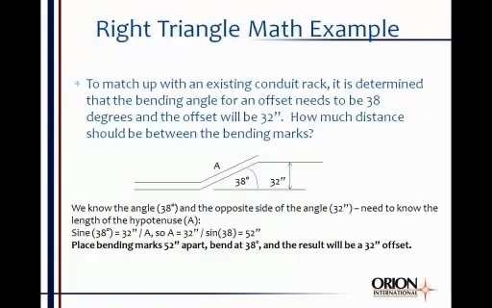What that tells me is that if I place bending marks 52 inches apart to line up with the bender, if I bend that angle at 38 degrees, I'm going to end up with an offset of 32 inches, which is exactly what I wanted. I bend 52 inches between the marks, 38 degrees, and I end up with a 32-inch offset, and I matched the rack perfectly. All right? So there's a real-world example where triangle math really saves the day.